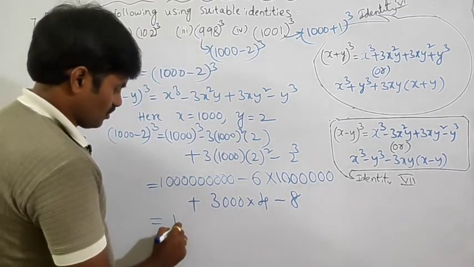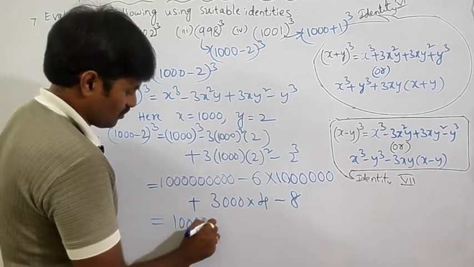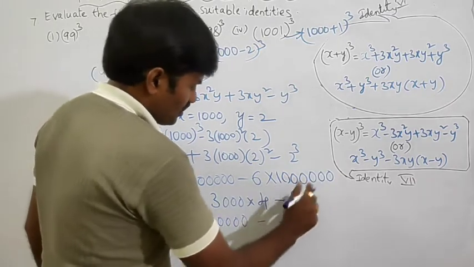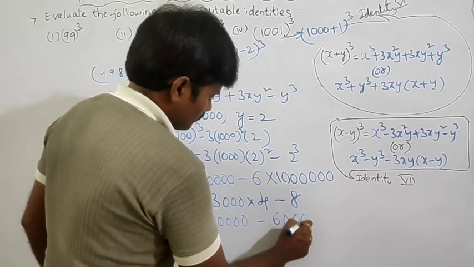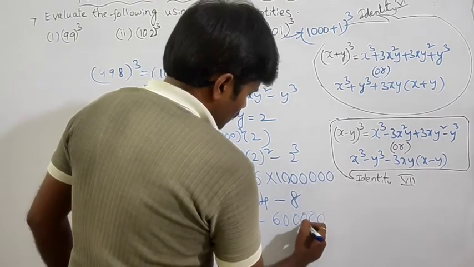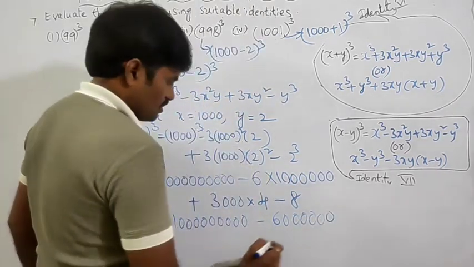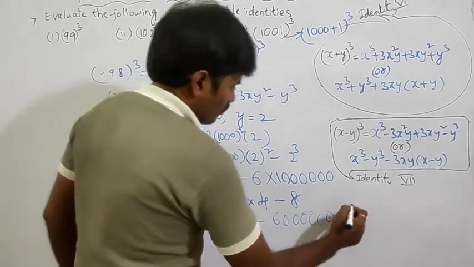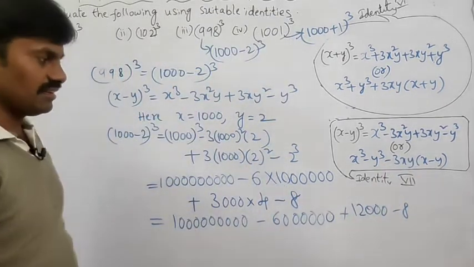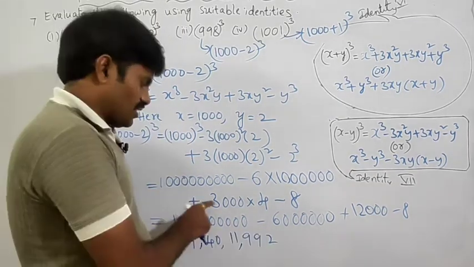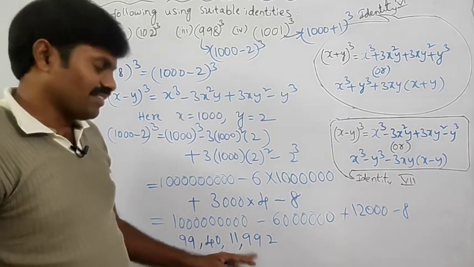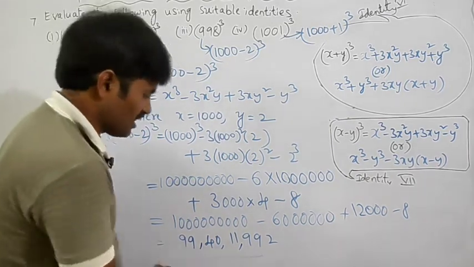Now write 9 zeros. Minus 6 into 10 lakhs, 60 lakhs. In 60 lakhs, how many zeros will be there? 6 zeros, 3 plus 3, 6 zeros. Plus 3000 into 4, 12,000. Minus 8. Is it clear? If you simplify, we get the final answer: 99 crores 40 lakhs 11,992. Yes, this is the answer.